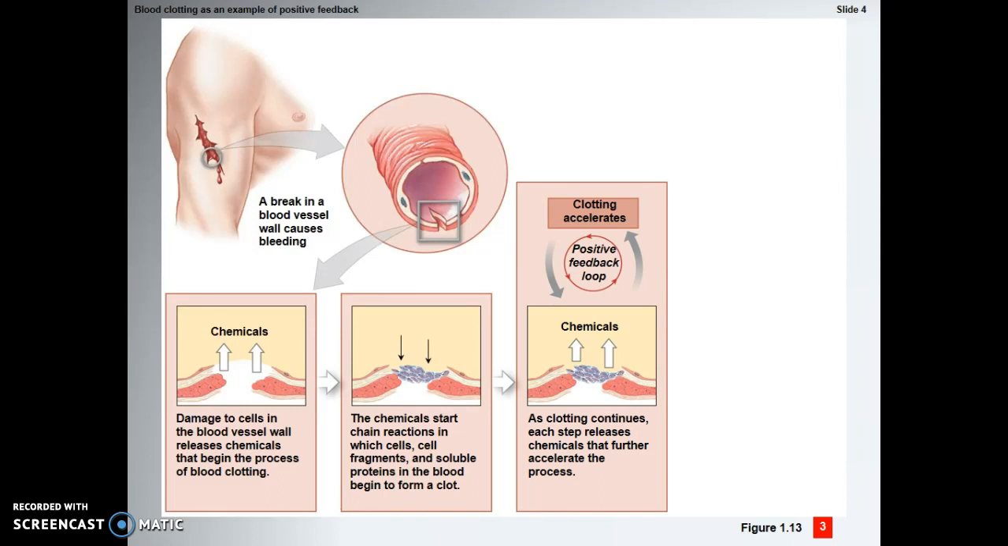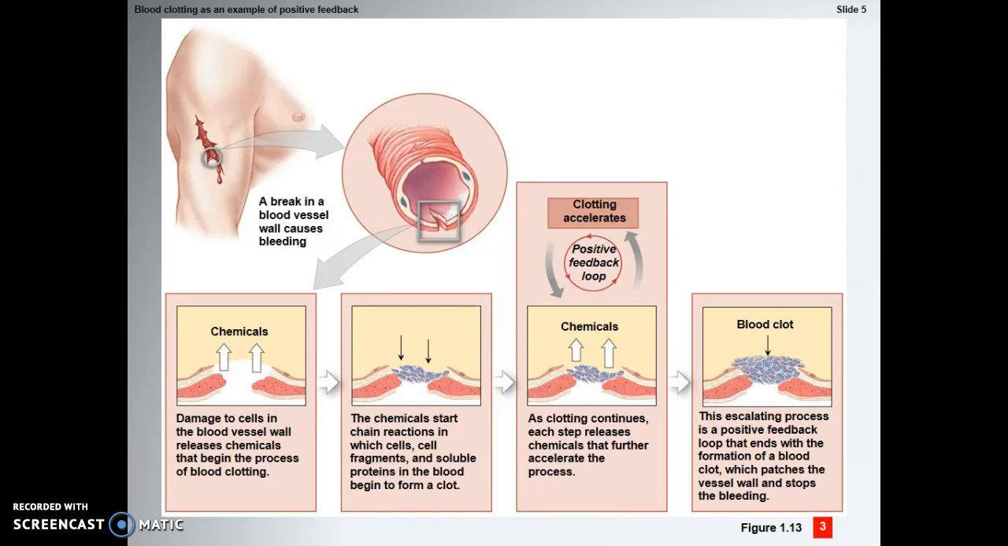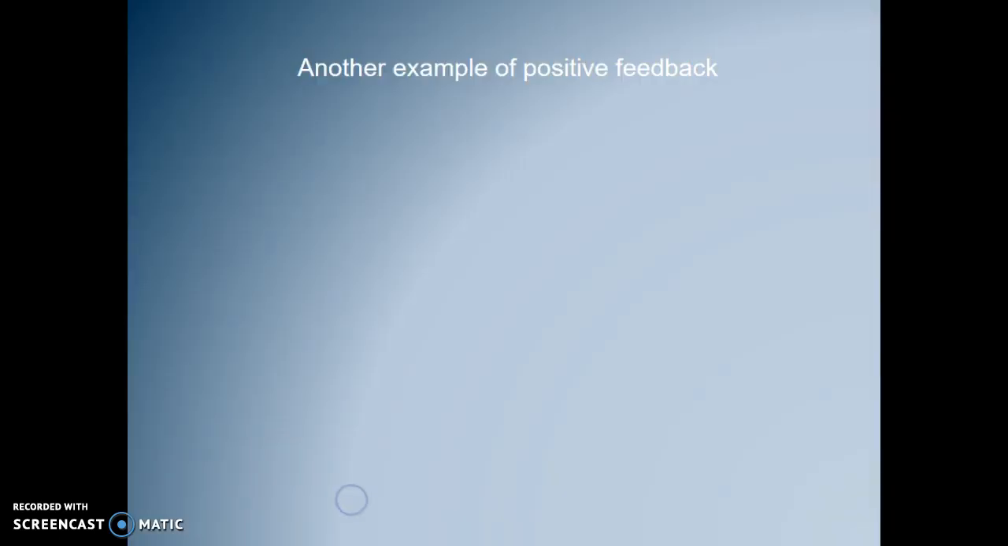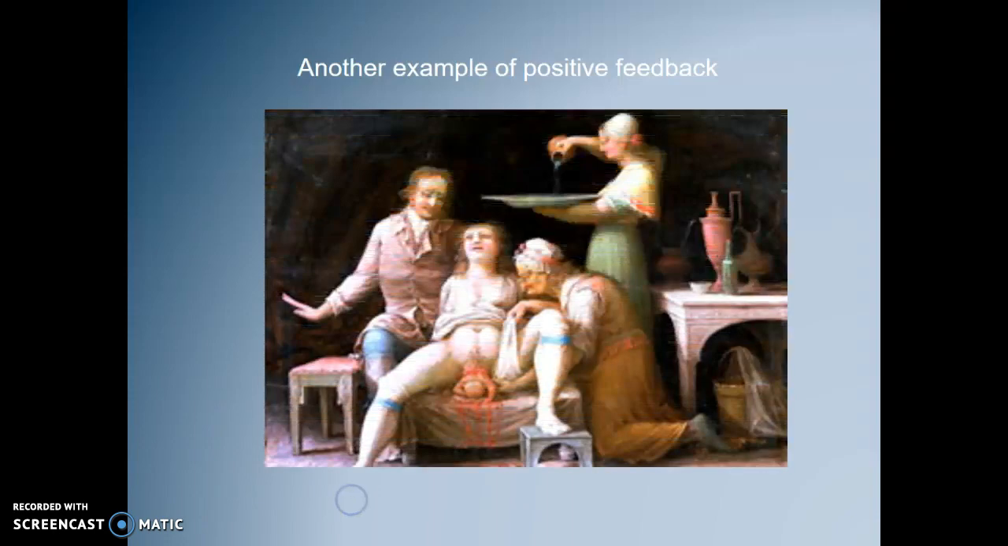As clotting continues, each step releases chemicals that further accelerate the process. It becomes exaggerated. This escalating process is a positive feedback loop that ends with the formation of a blood clot, which patches the vessel wall and stops the bleeding. Here's another example of positive feedback. Childbirth.